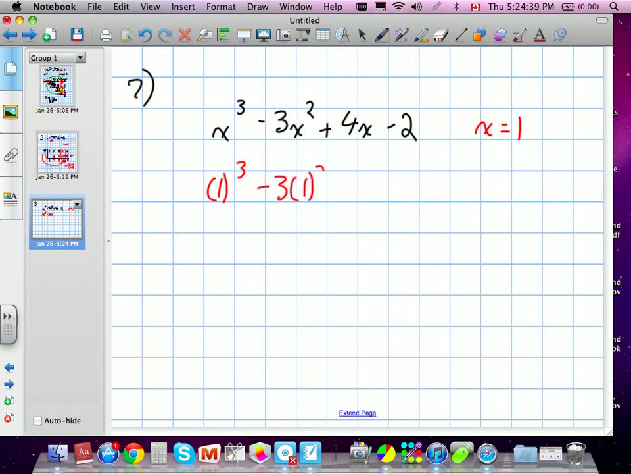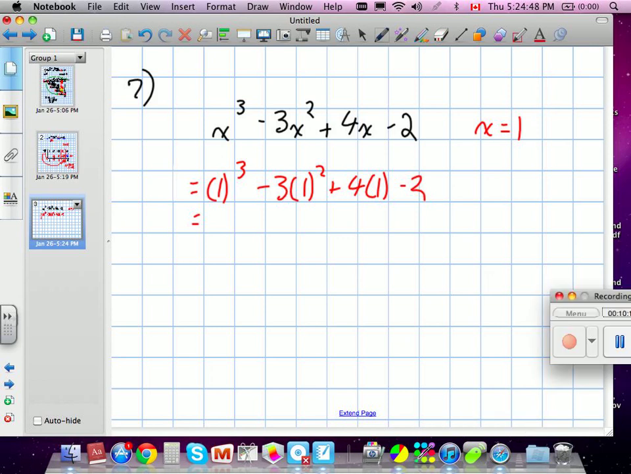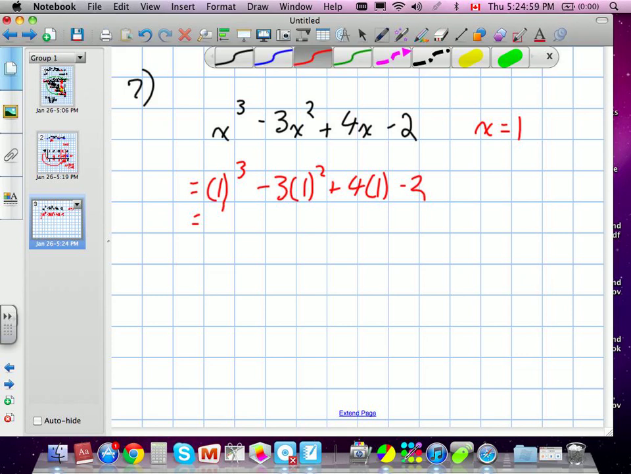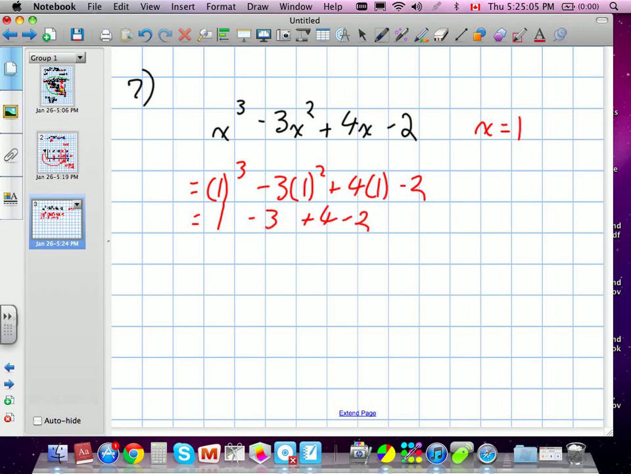So 1 cubed is obviously 1. 1 squared is 1 times 3 is negative. 1 times 4 is 4 minus 2. 1 minus 3 is negative 2. Positive 4 minus 2 is positive 2. 0. So we know that works. We could do long division or synthetic. You chose to do synthetic, so we take the number 1.